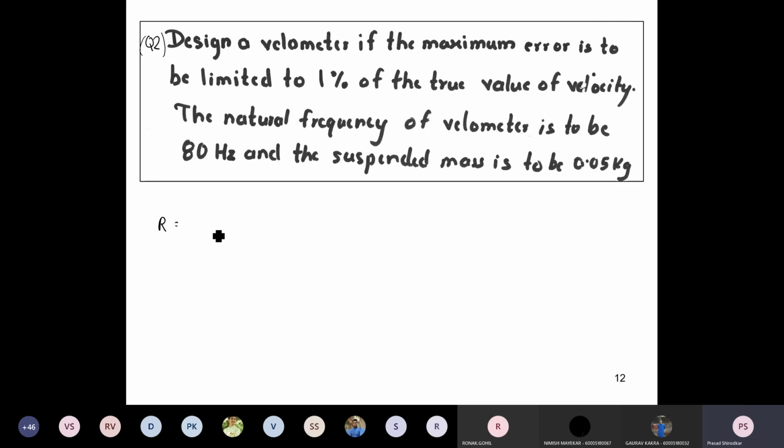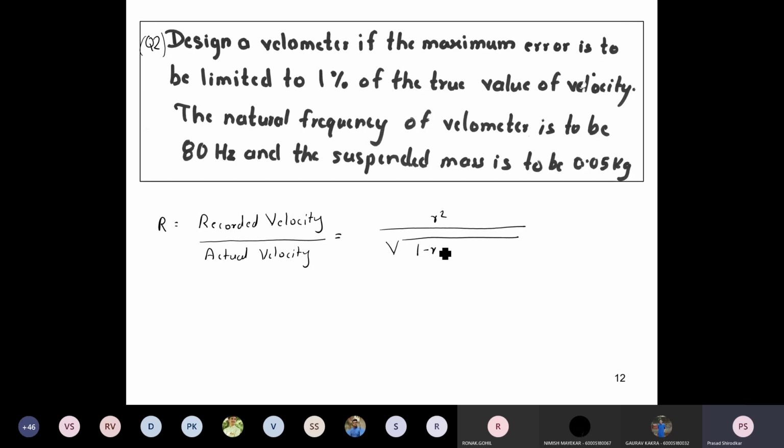So I will write R, that is the recorded velocity divided by actual velocity, is equal to R square upon square root of 1 minus R square whole square plus 2 zeta R whole square. Okay. So when R is equal to R max, dr by dR is equal to 0. Okay. So corresponding to the maximum value, R star is equal to 1 upon square root of 1 minus 2 zeta square. All this derivation we have already seen in the earlier lecture. Right?